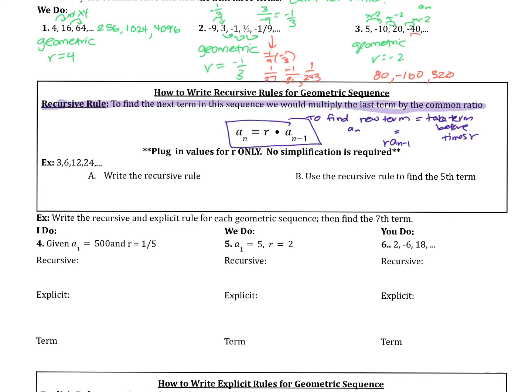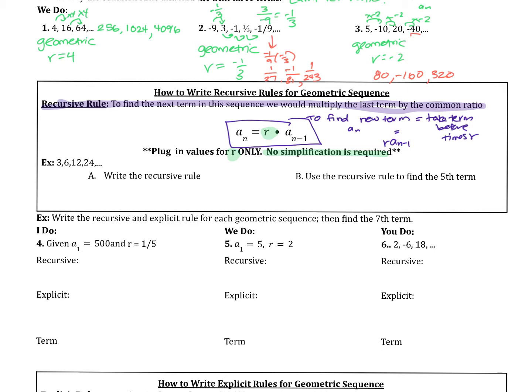And then when you are doing this, the only thing that you're going to plug in is your r value. So you're going to plug a number in for r, just like you did with d in arithmetic sequences. You are not going to simplify. There's no simplification that you could do anyway. So let's go ahead and look at this pattern here.